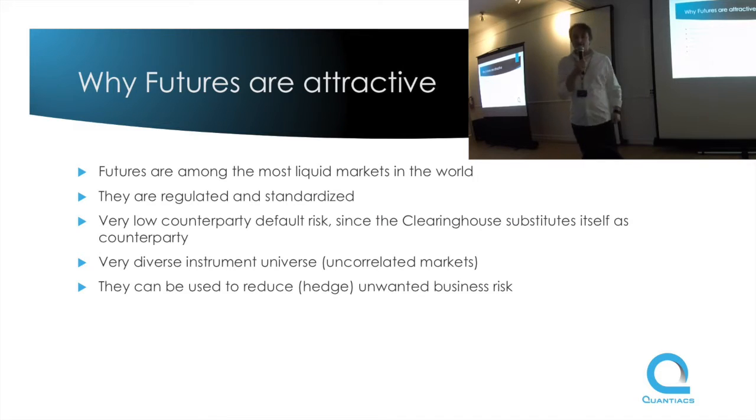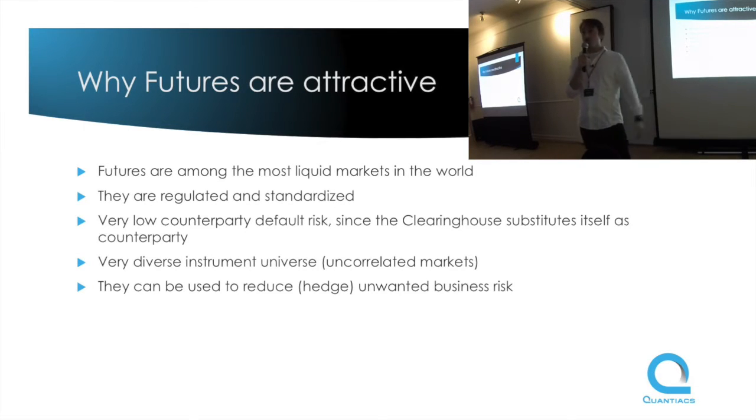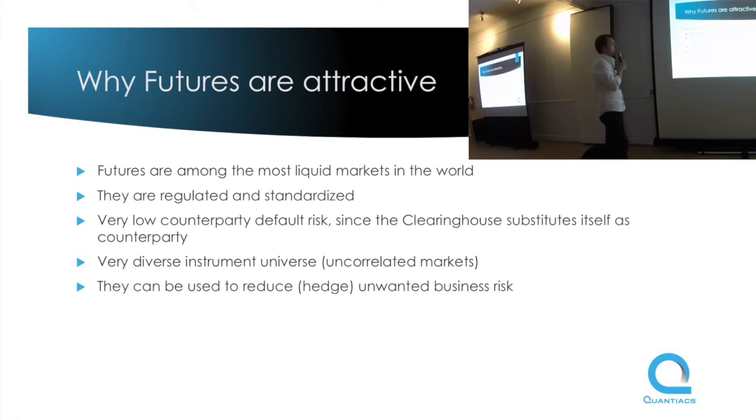Why are futures attractive? They are among the most liquid markets in the world. Actually, to my knowledge, the only markets that are more liquid or as liquid as futures are the foreign exchange rates of the G10. But other than that, futures are the most liquid markets in the world. Liquidity is always good because that means that if I want to buy, I find a seller and the other way around. So liquidity is actually a very important feature of a market.